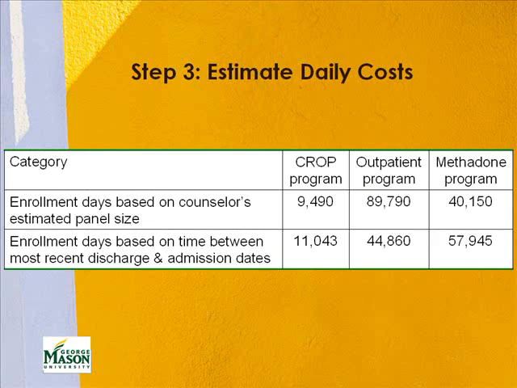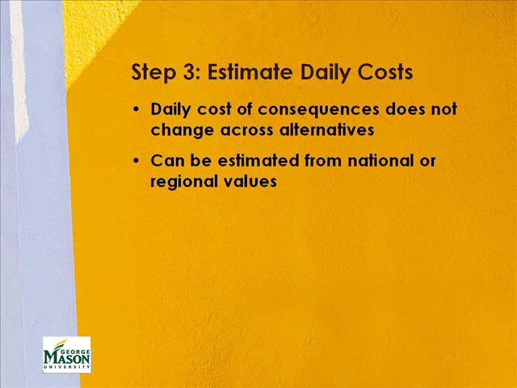Typically, daily cost of consequences does not change across alternatives. The clinic and the standard care will differ in the frequency of occurrence of various consequences, but not the daily cost of each occurrence. Therefore, these daily costs can be estimated from national or regional values available through the literature.